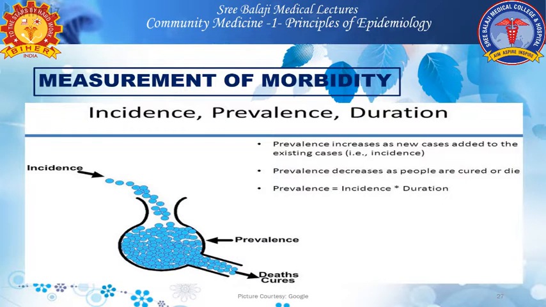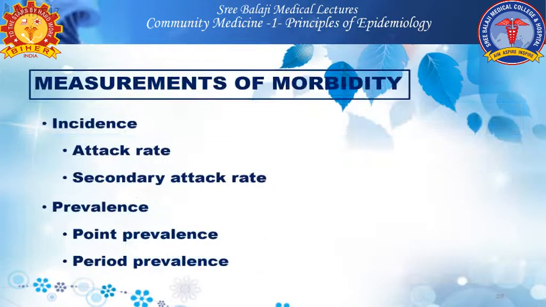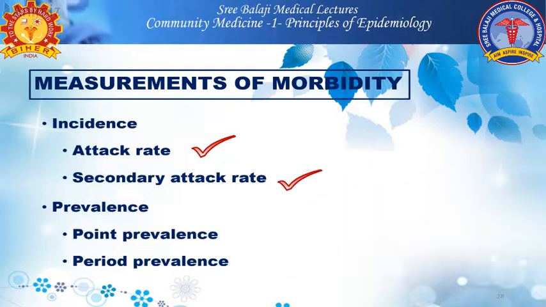So all this while we were assessing or measuring mortality. Let us go on to measure morbidity status. Morbidity refers to any diseased status. So basically it is measured through incidence, prevalence, and duration. Under incidence we have attack rate and secondary attack rate. And under prevalence we have point prevalence and period prevalence.